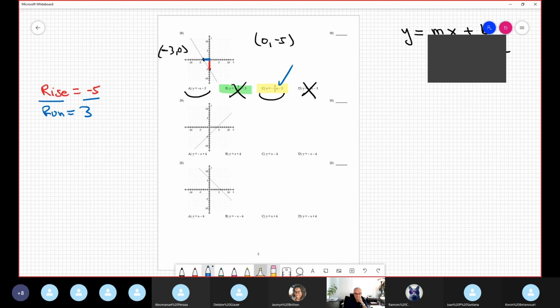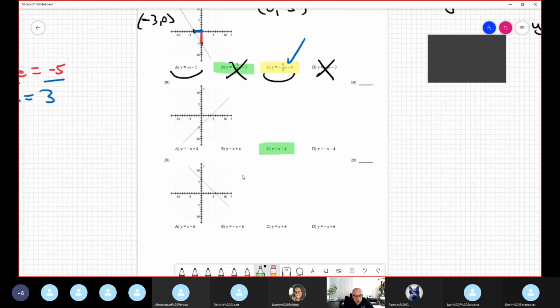19 is yes. Let me check it. Well, yes, I suppose you are right. Yeah, absolutely perfect. Because the y-intercept is -4. Look at that.